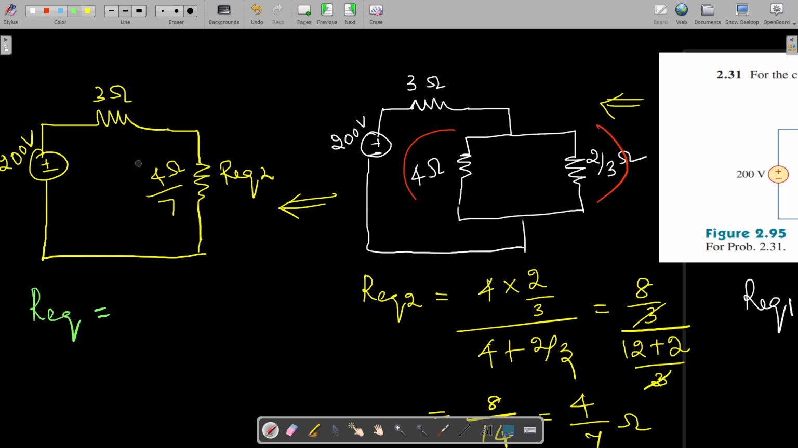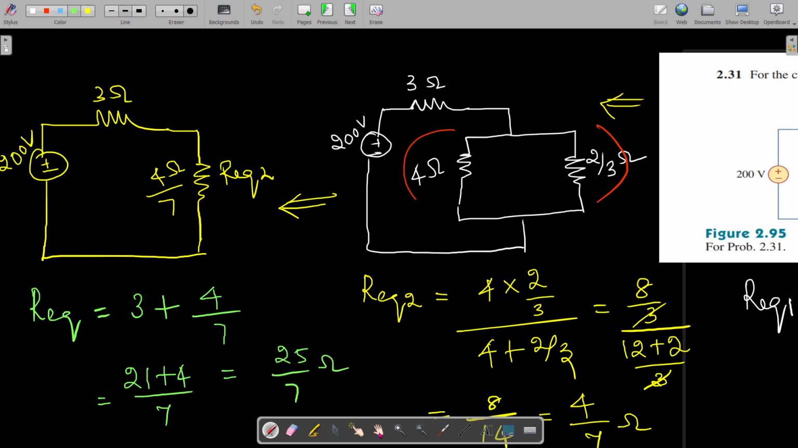That is equal to, here if you see these two resistances are in series. They are in series. Okay. So it is 3 plus 4 by 7, so we need to find out the sum. So how much it is? 21 plus 4. So that is equal to 25 by 7, isn't it?